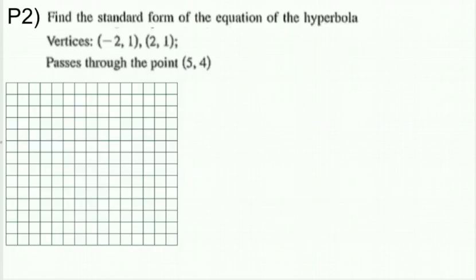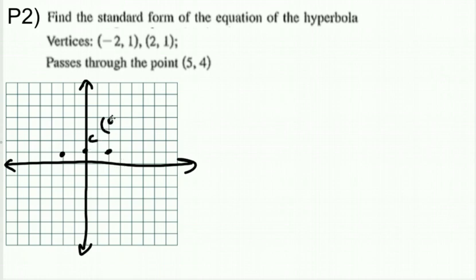Last one. Find the standard form of the equation of a hyperbola. All right, so same idea, right? So again, you don't have to draw it, but I find it kind of helpful because it just helps me know which direction my hyperbolas are bending, right? So my vertices are at (-2, 1) and (2, 1). So that must mean the center is right here, right? So the center is at (0, 1).